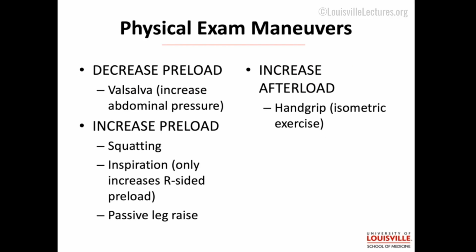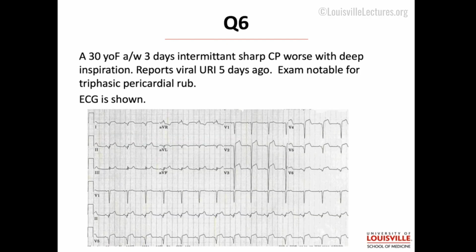Just a word on physical exam maneuvers. You can be held responsible on the board for physical exam descriptions. Valsalva decreases preload. Inspiration, as we discussed, squatting or passive leg raise, those are all going to increase preload. And then hand grip increases afterload. Knowing how those maneuvers change preload or afterload should help you predict how murmurs or hemodynamics can change. And these are very testable items.